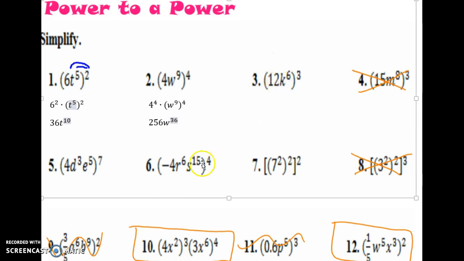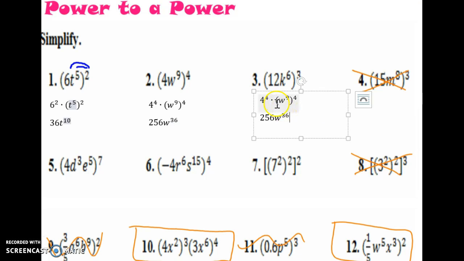Okay, let's take a look at the next one here. Again, you should be doing this in your SBM. Make sure you're writing these down. Okay, so this one here is 12k to the 6th, and then in parentheses, to the 3rd. So this is actually going to be 12 to the 3rd, because we distribute that third power to everything in the parentheses. And then this is going to be k to the 6th to the 3rd.